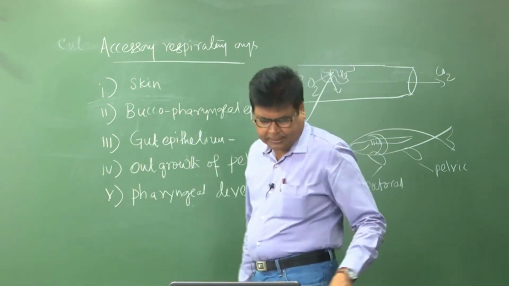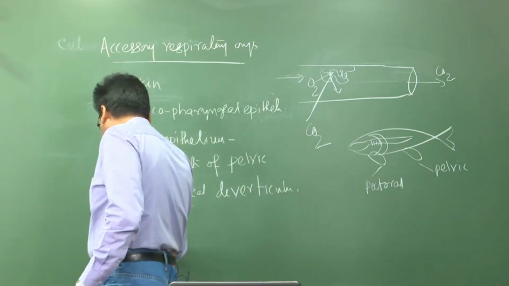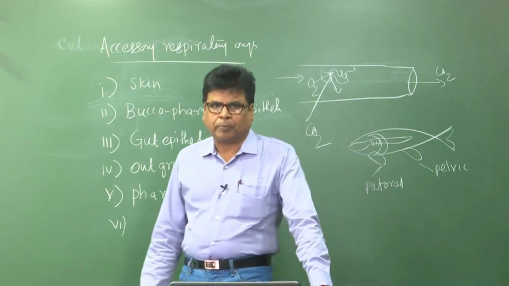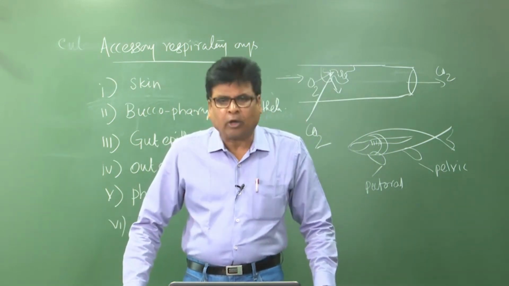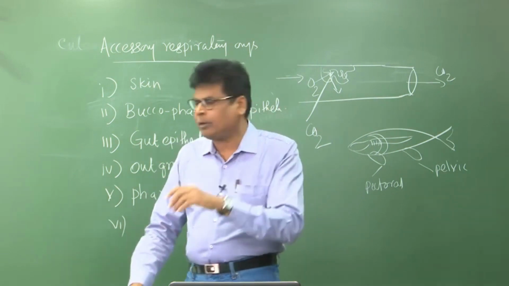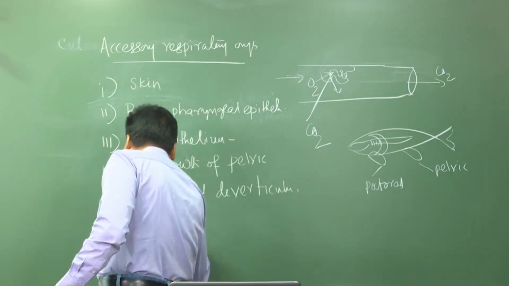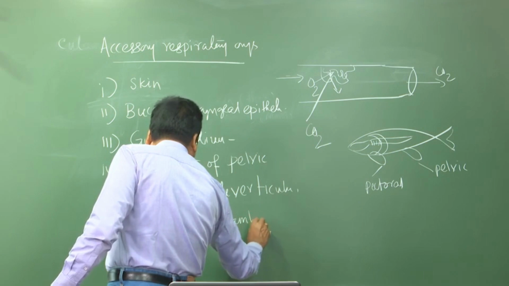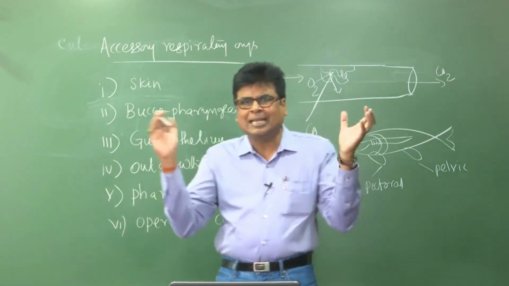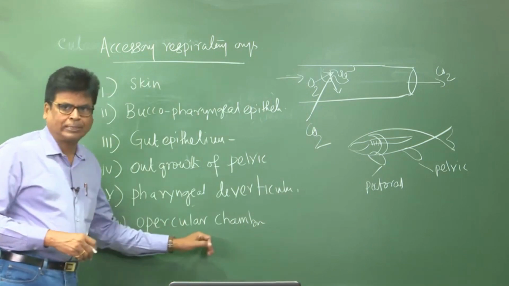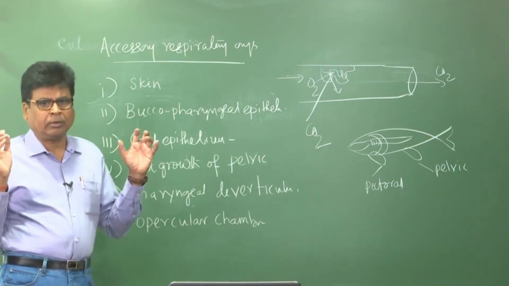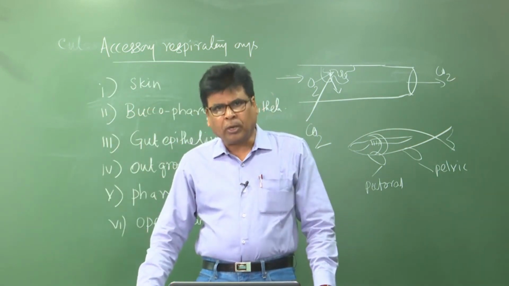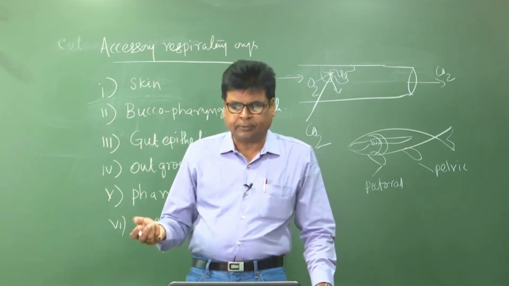Now, the sixth one: some fishes also use the opercular chamber as an accessory respiratory organ. That means the opercular chamber is modified for aerial respiration. Okay. So, in the case of fishes, gills are there on both sides. These gills are covered by the operculum. So, that operculum has a structure known as the opercular chamber.